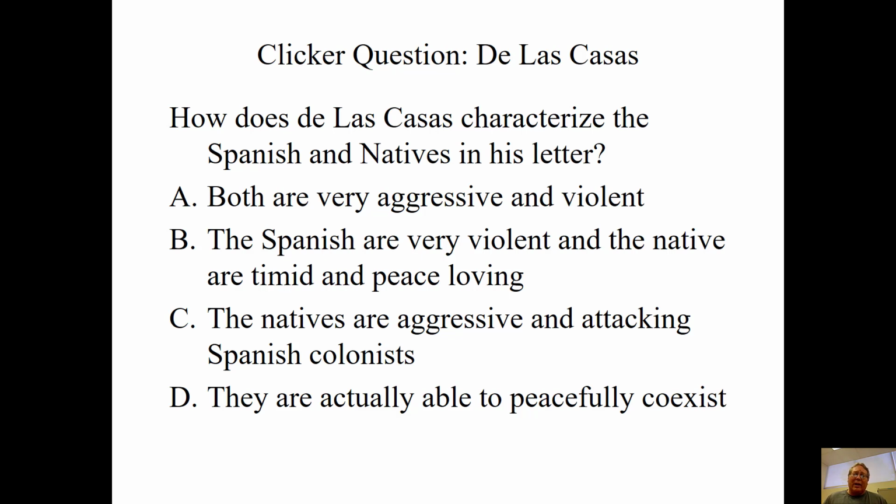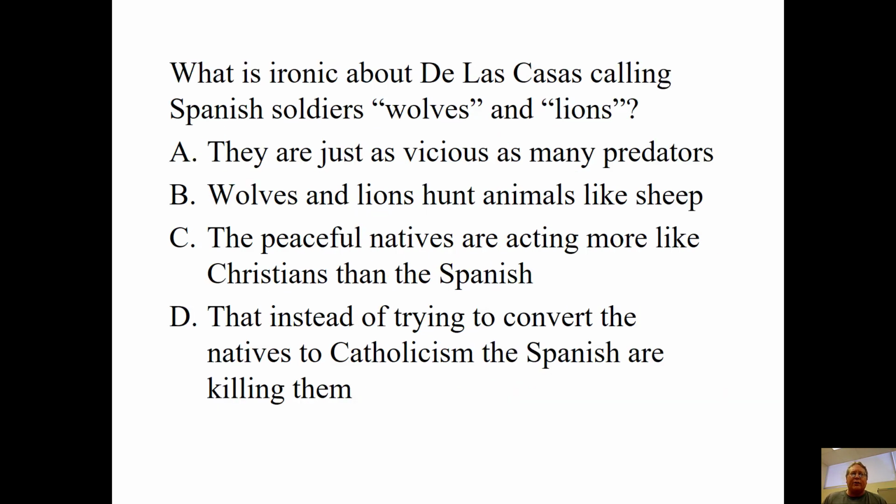And De las Casas contrasts this behavior of the Spanish with the behavior of the natives, who he says are for the most part pretty peace loving. They don't fight much. They don't have the kind of weapons that can even allow them to really be a threat to us. So De las Casas asks, why are we doing this? Why are we being so horrific to these people when they could be just part of our community? Why don't we treat them like people? So that is a big step forward here, right? Does show us another side of things, if you will.